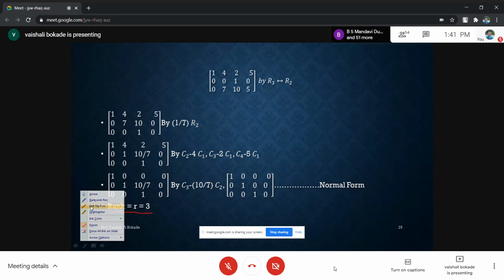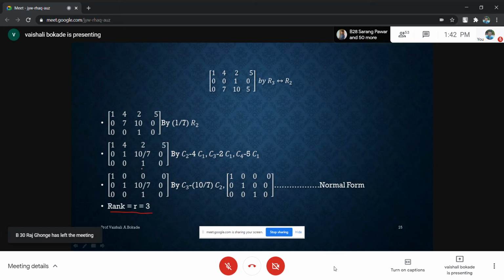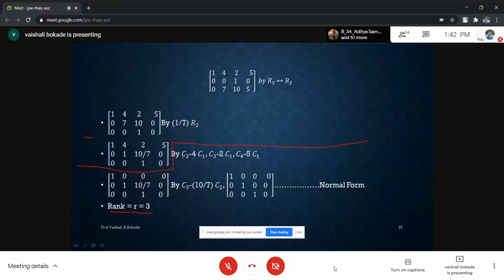But for this example, I don't require echelon form, I require normal form or canonical form. So what is meant by normal form or canonical form? Till now I'm using only row transformation. Up to getting echelon form, we use row transformation. Further, all these are column transformations.